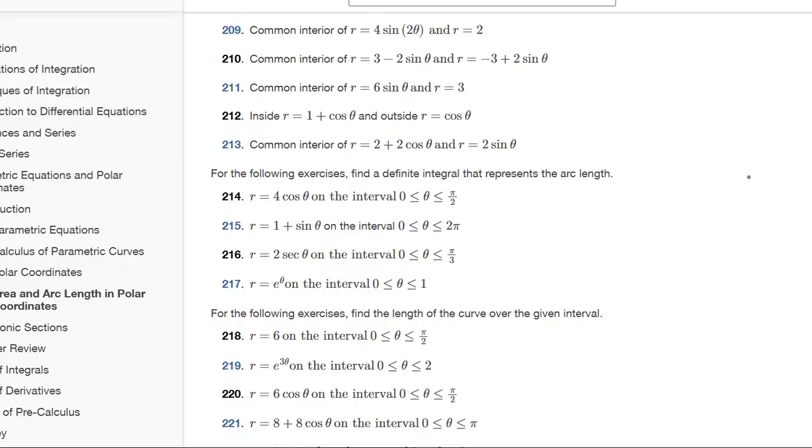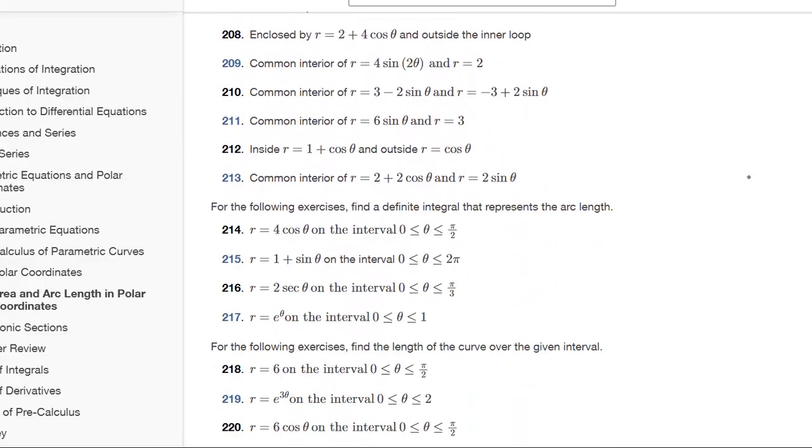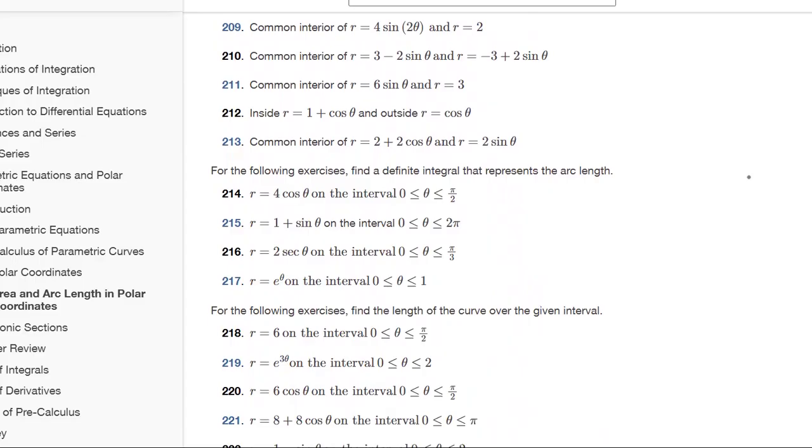Okay, so we're going to do number 209. We're going to find the area. So let me scroll up. It says, for the following exercises, find the area of the described region. So number 209, find the area of the common interior of r equals 4 sine 2 theta and r equals 2.